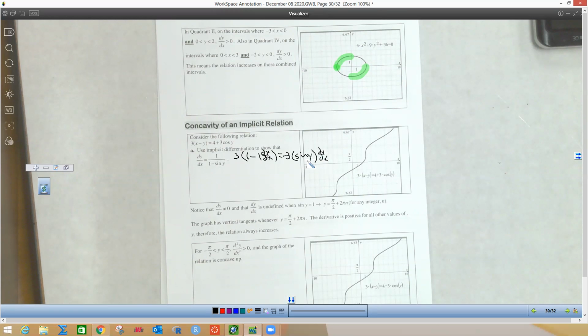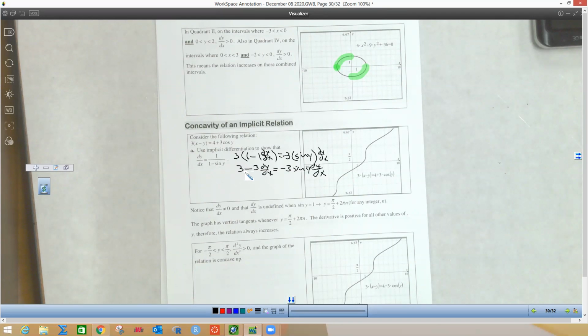So I need to get all my dy/dx's on the same side, so I need to distribute this 3 over here. When I distribute this 3, I got 3 minus 3 dy/dx. And then over here, I got a -3 sine y dy/dx. And now I'm going to get my dy/dx's on the same side.